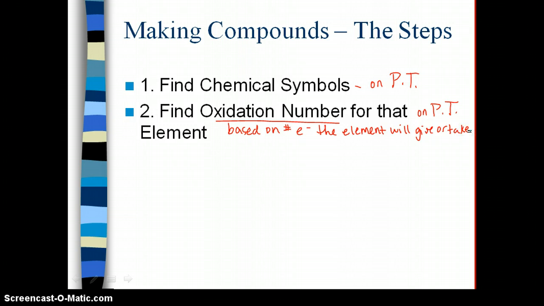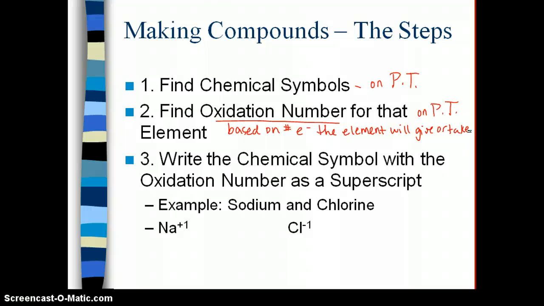So the goal is to get to 8 outer electrons. As a reminder, if it has 1, 2, 3, or 4 outer electrons, it will be a positive ion, meaning that it gives away that number of electrons. If it has an outer shell with 5, 6, or 7 outer electrons, it will take on the number of electrons to get to 8. So those will be negative ions.